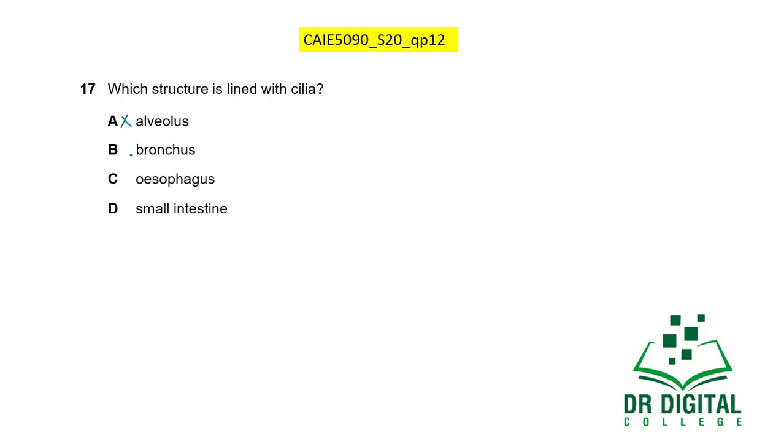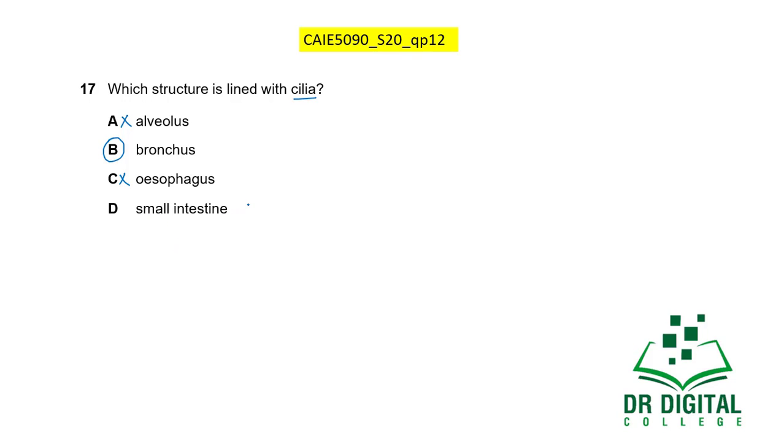Bronchus. Yes, bronchus can have cilia because mucus and the trapped dust particles are to be swept away. That's why bronchus have the cilia. That is correct. Esophagus. Esophagus is a smooth pipe because it is just for the passage of food. So no cilia are there. So option C is also wrong.